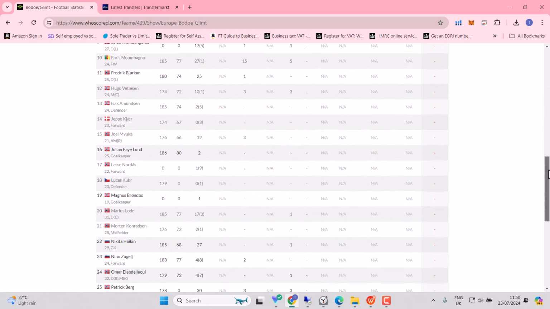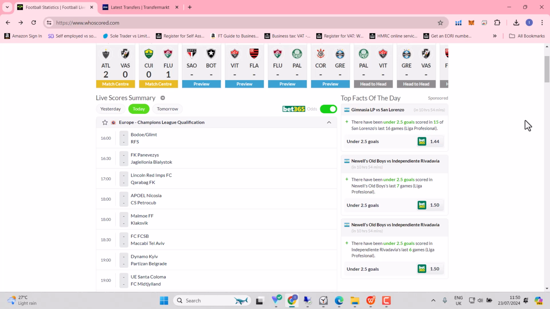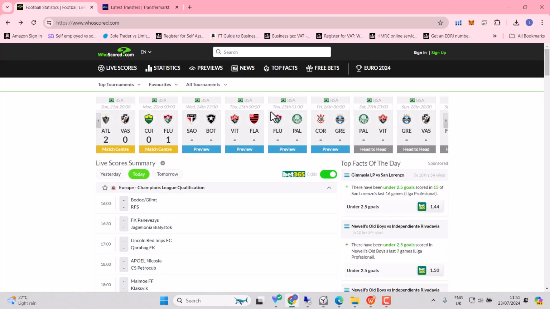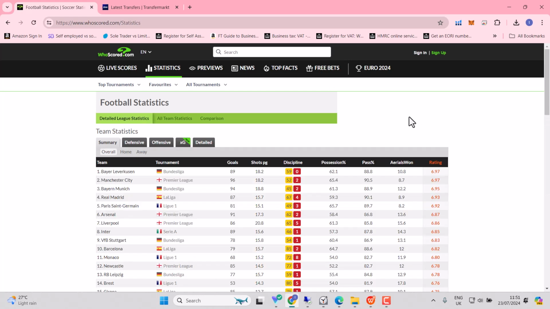You've got the squad, expected goals. Again, I'm not interested in expected goals myself. But have a good look around this website. It gets an honourable mention. It's got statistics as well, which we all love, of course. Bayer Leverkusen, absolutely mental. 18.2 shots per game. Wow. That's all you can say to that.